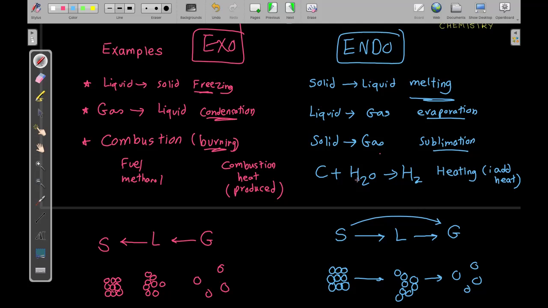Some reaction like C plus H2O gives us H2. This reaction is mentioned in the question and is called heating. You see that there is heating. Take care, if heat is produced, it is exothermic, while here heat is added. I added heat to the reaction. I make evaporation by adding heat. I make sublimation or melting by adding heat. This one is an endothermic reaction.